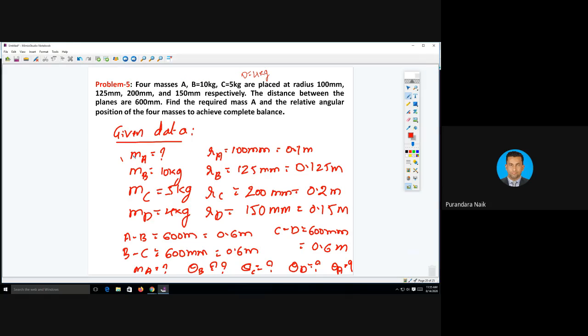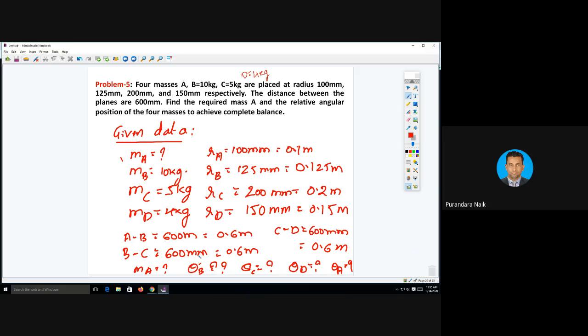Mass A is unknown, as well as angle A is also unknown. So you cannot take A as a reference mass. Let us go to B. B is 10 kg. Mass is known, but angle is unknown.